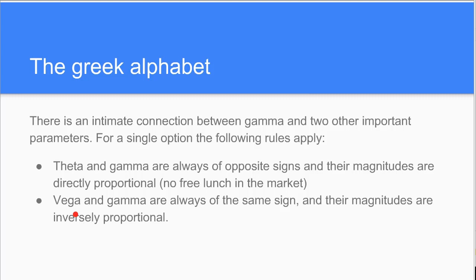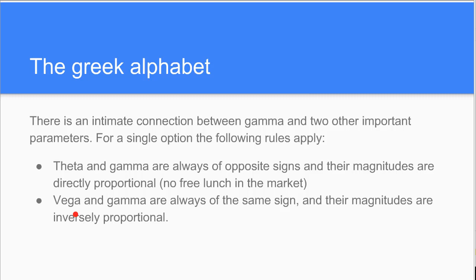Vega is a parameter that relates the option price to something called implied volatility. Implied volatility is the way that options are actually priced by professional option dealers. Implied volatility measures their expectations of future volatility. So if they expect the underlying to be highly volatile, then implied volatility is high and the price of the option is high. So Vega is how the option price reacts to it.